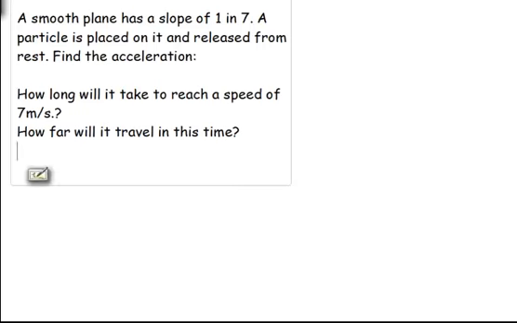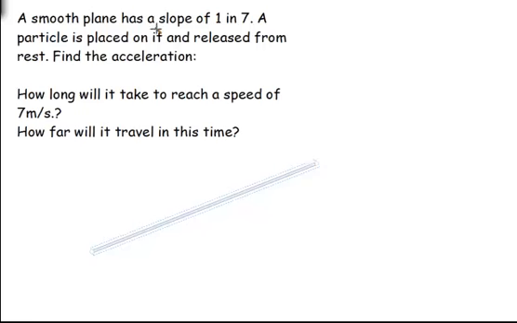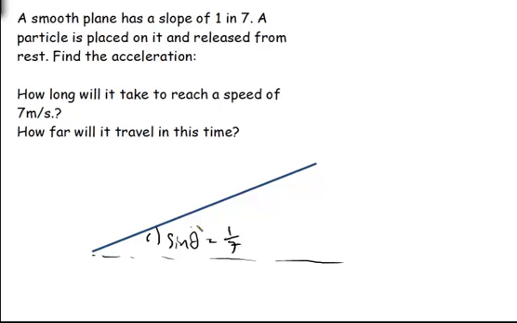So in this question we have a particle on a smooth plane. The plane has a slope of 1 in 7. That would mean that if we were to continue this on here, the sine of this angle, sine theta, will be equal to 1 over 7. It goes up 1 and 7 across.